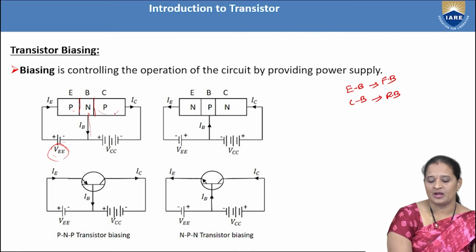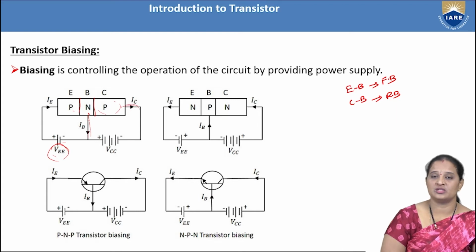And similarly, the collector is to be reverse biased, as I told you. What is the type of collector? P-type. In order to reverse bias, what should we do? We need to connect the negative terminal of the battery to the P-type collector. So the negative terminal is connected here and the positive terminal is connected.